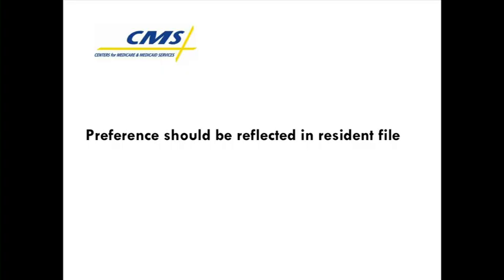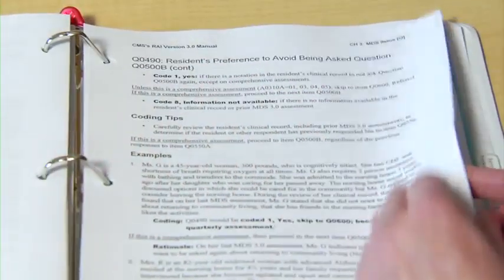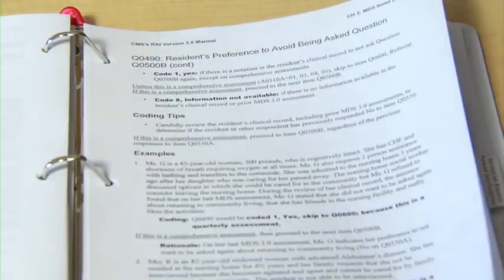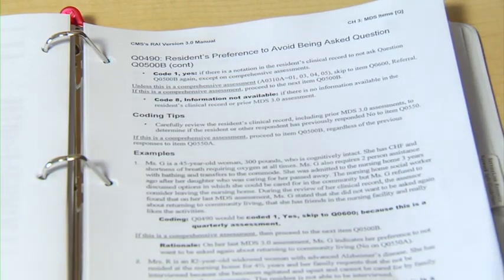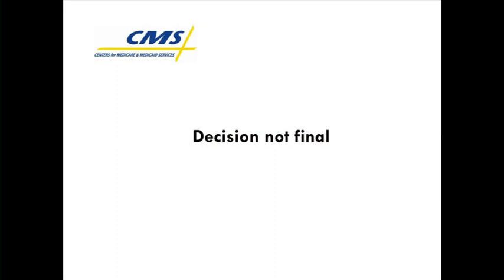Some residents and their families do not want to be asked about their preference for returning to the community and would rather not be asked about it. If there is a notation in the clinical record that the resident does not want to be asked again, and this is a quarterly assessment, then skip to item Q600 referral. Residents can only opt out of being asked question Q500B on quarterly assessments. They must be asked annually. Let the resident know that they can change their mind at any time.